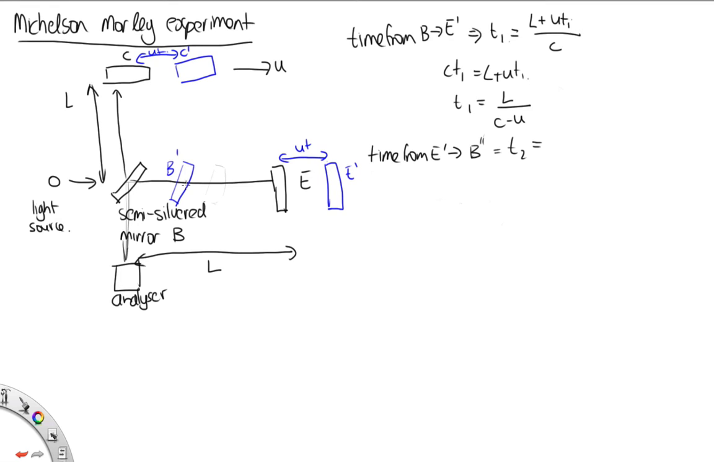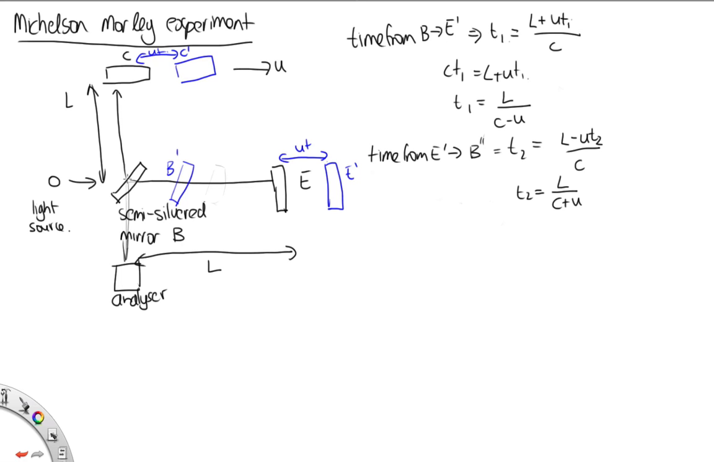Now the mirror B dash is moving towards the light ray, so the total distance it has to cover isn't L, the distance between B dash and E dash. It is in fact L minus UT2 over C, as it doesn't have to travel this distance, as this is the distance travelled by the mirror in that time. And so just rearranging this, we have T2 is equal to L over C plus U.